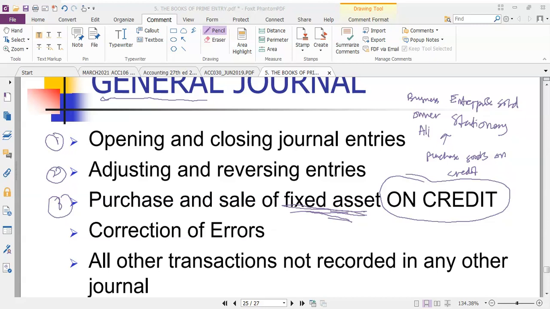Okay. My question is, see the situation first. Ali is a business owner of an enterprise that sells stationeries. The transaction: Ali purchased goods on credit. So that transaction, we must put in the general journal or the purchase journal?